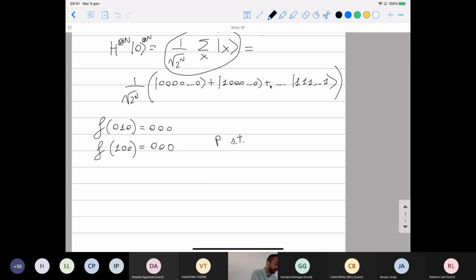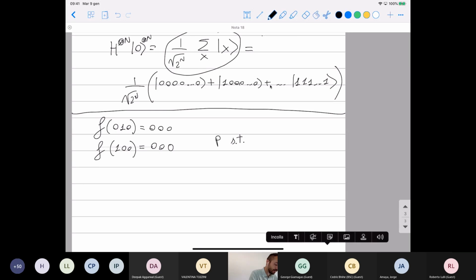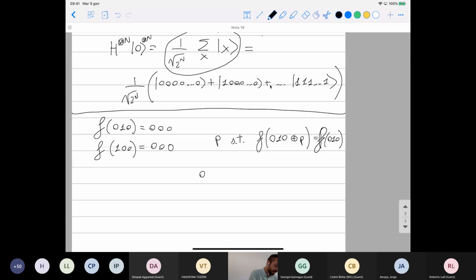Okay. You have something like this. So we know these two, and we want to find P such that, let's say, f of 0, 1, 0 plus P is equal to f of 0, 1, 0. And we know that 0, 1, 0 plus P is equal to 1, 0, 0 because we have found it, right? Are you okay with this? I think it's clear.